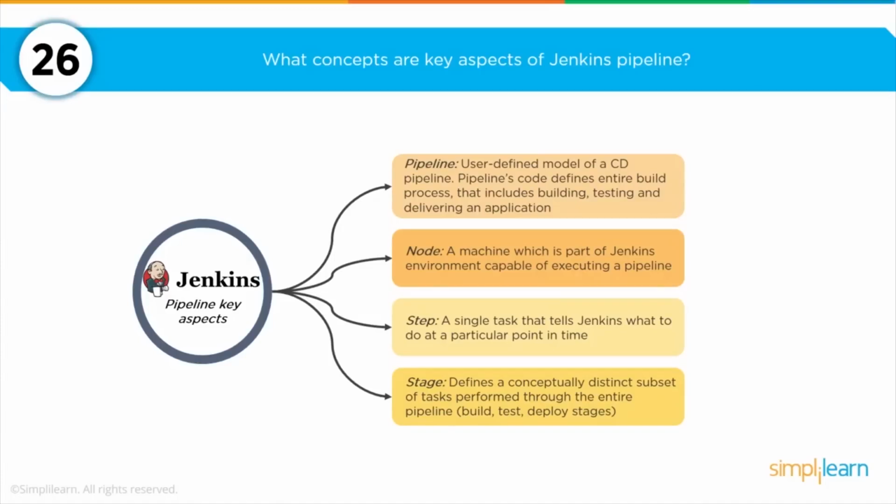So pipeline refers to the user-defined model of a CD continuous delivery pipeline. Nodes are the machines which are part of that Jenkins environment within the pipeline. A step is a single task that tells Jenkins what to do at that particular point in time. And then finally, a stage defines a conceptually distinct subset of tasks performed through the entire pipeline. And tasks could be build, test, and deploy.